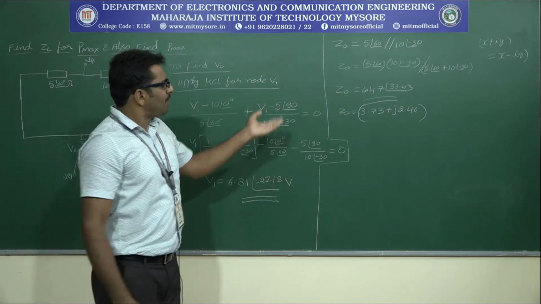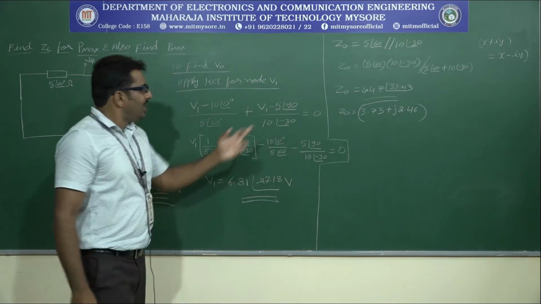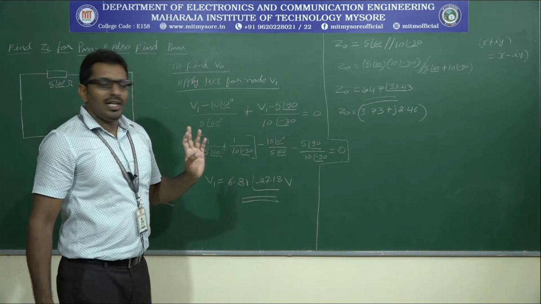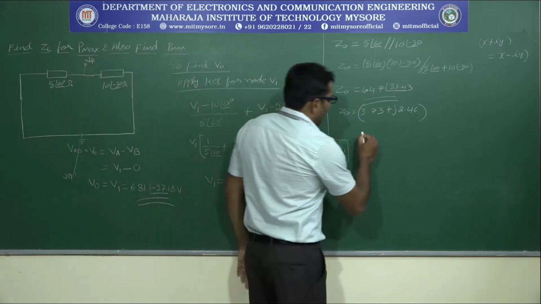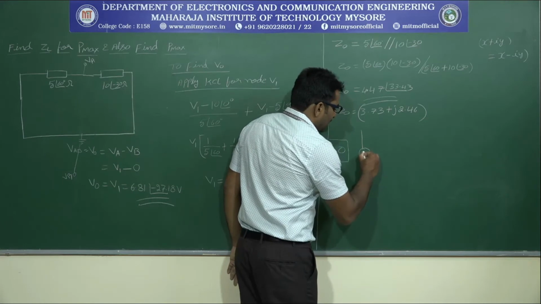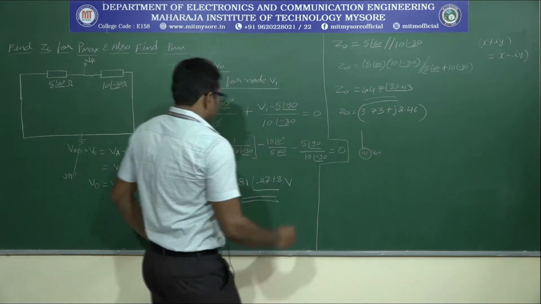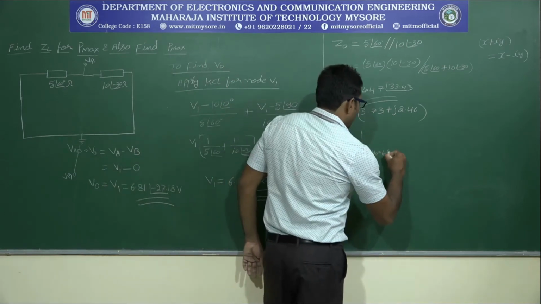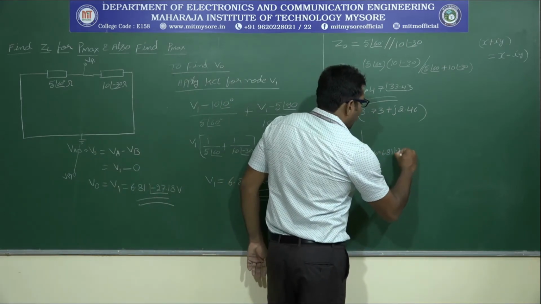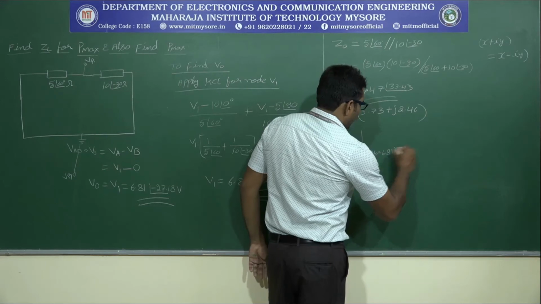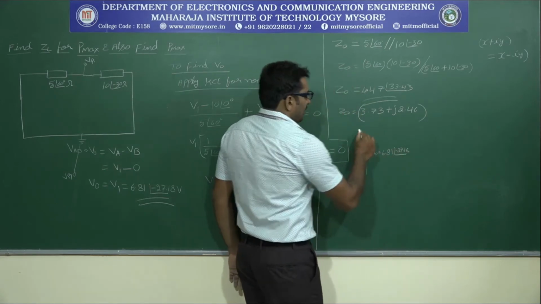Is that clear? So by knowing V0 and Z0, just write Thevenin's equivalent circuit. What does the Thevenin's equivalent circuit consist of? Yes, this is V0. How much? V0 is equal to 6.81 at an angle minus 27.1. Next, Z0.